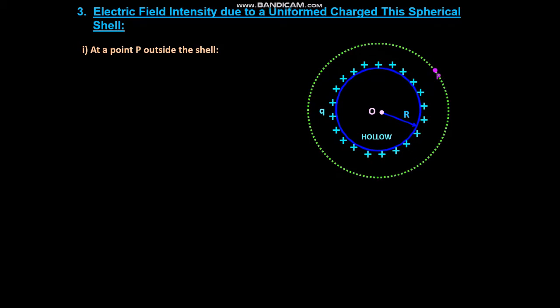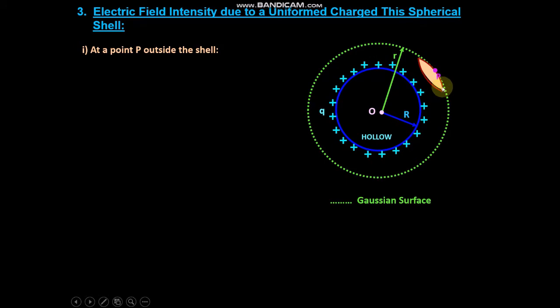So what is the Gaussian surface? Let me imagine that this is a Gaussian surface here, and at point P here I will try to find out the electric field strength. Now let the distance from O, the midpoint of the spherical shell, the radius of the Gaussian surface, which is spherical in shape, be r, small r.